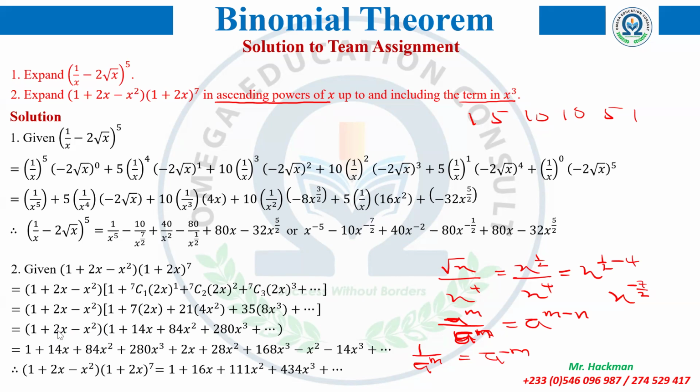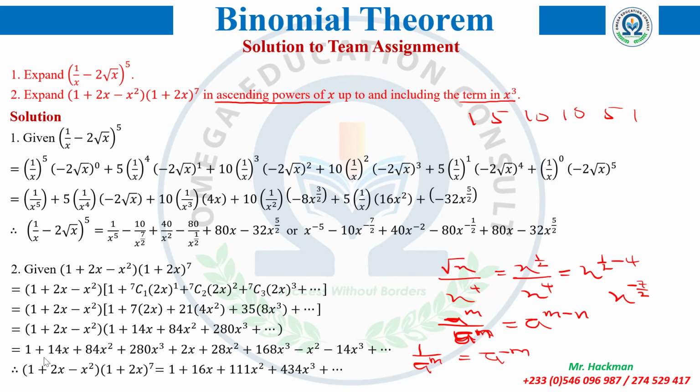So 2x times 1 will give you 2x. 2x times this will give us 28x squared. 2x times this will give us 168x cubed. 2x times 280x cubed will give us what? x to the power 4 term. You are not interested in that term, so you don't write it.